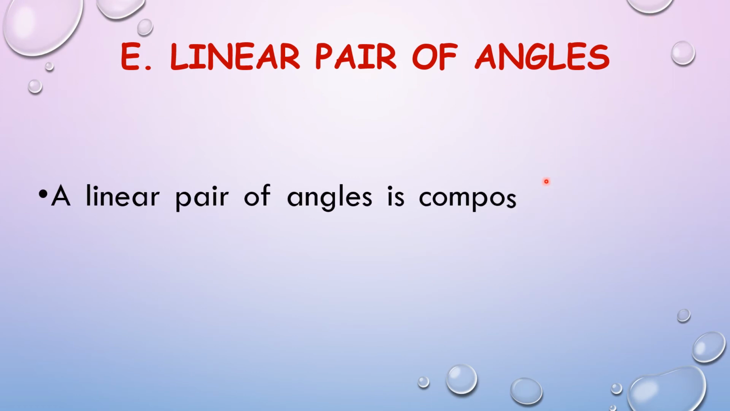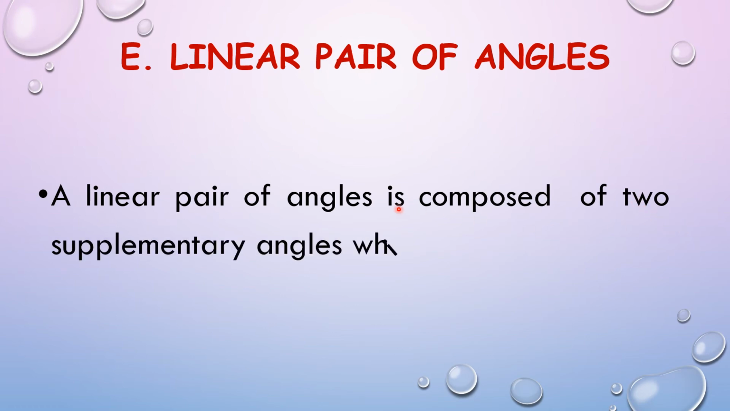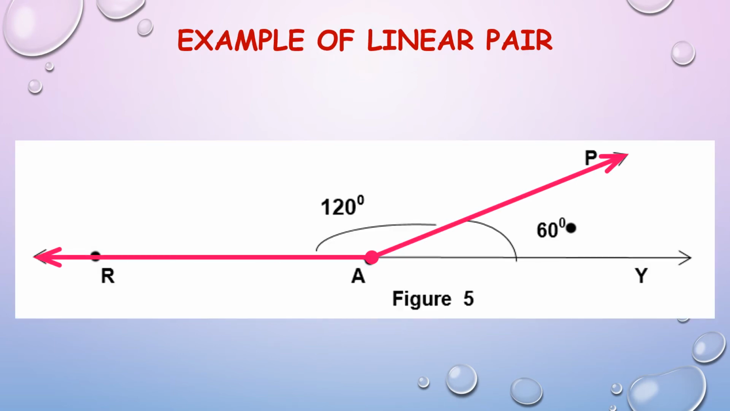So when we say linear pair of angles, it is composed of two supplementary angles which are adjacent. Supplementary angles whose sum of the measure is 180 degrees. Okay, let's have an example of linear pair.